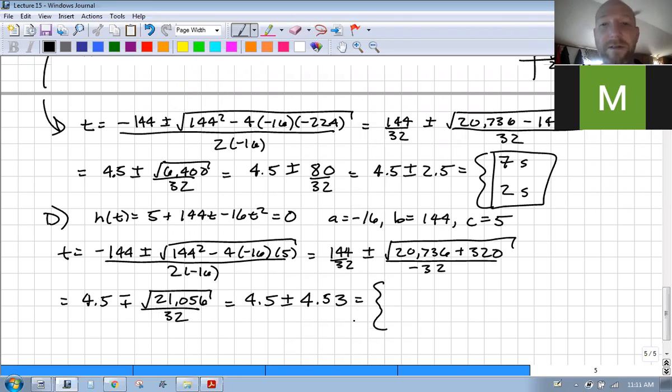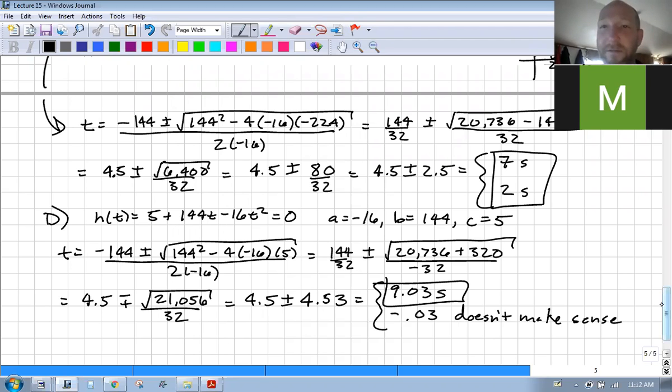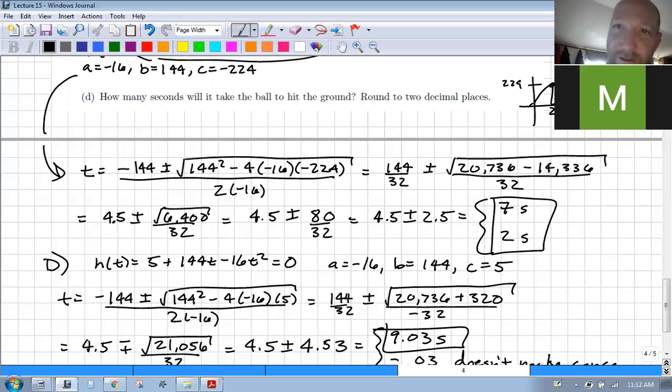So we have two times here. One of them is 9.03. The other one is a negative 0.03. This one doesn't make sense because it's a negative time. So it's 9 seconds, which makes sense over here. This is your negative 0.03 seconds, right? But right here, that's your 9.03 seconds where it lands.